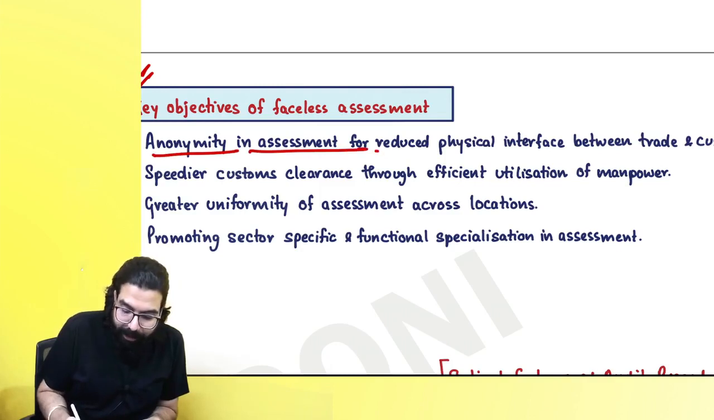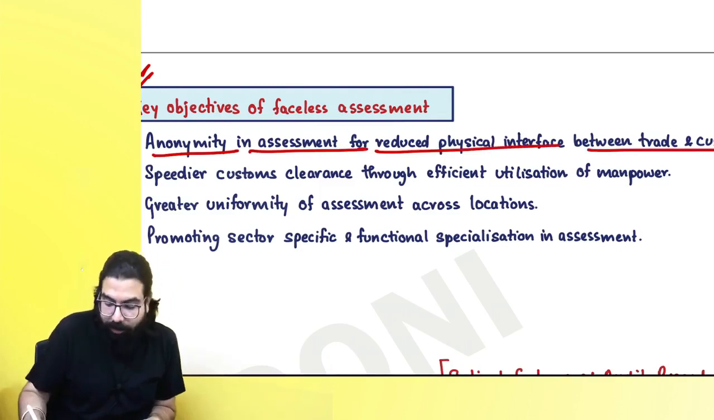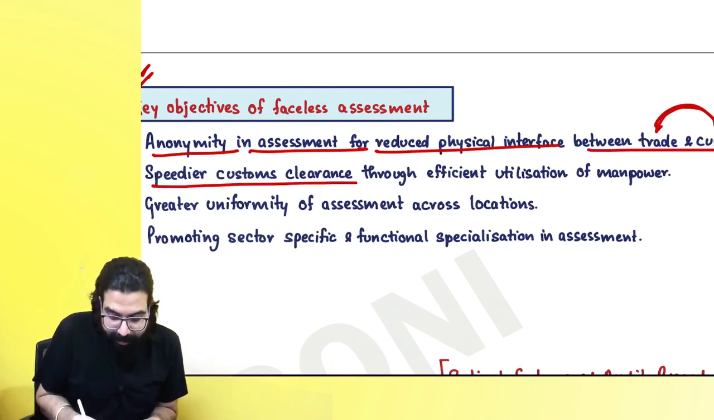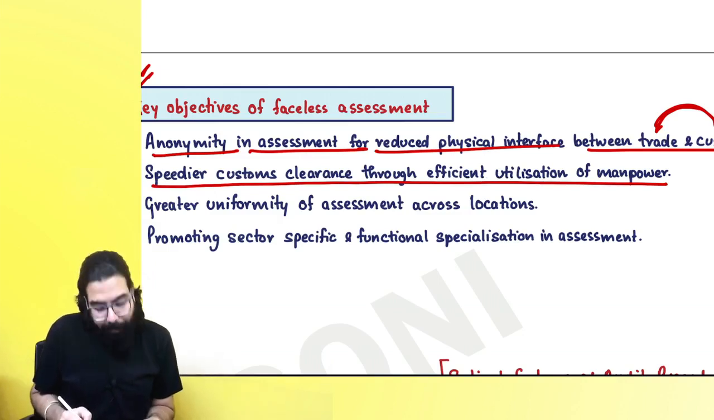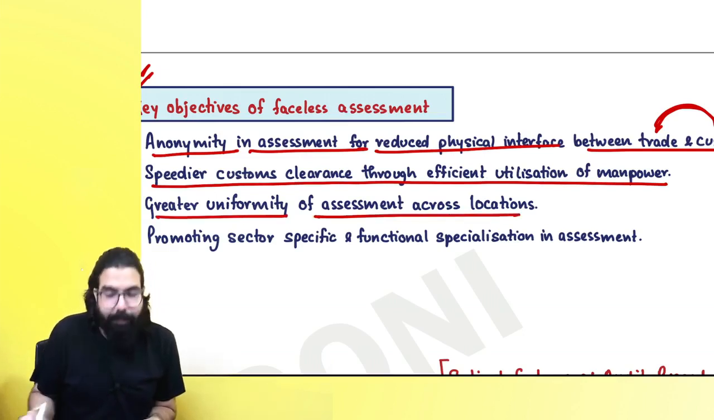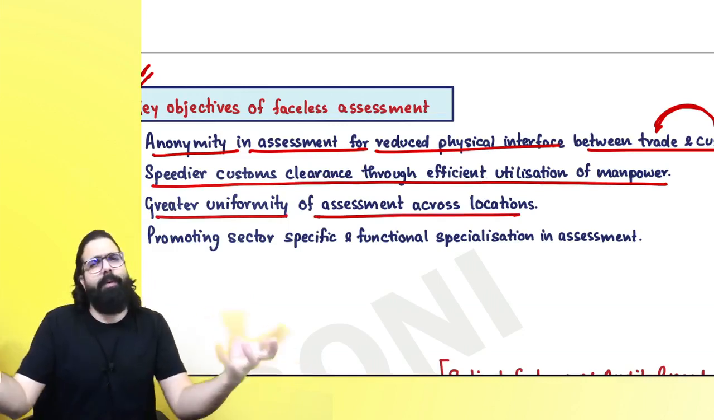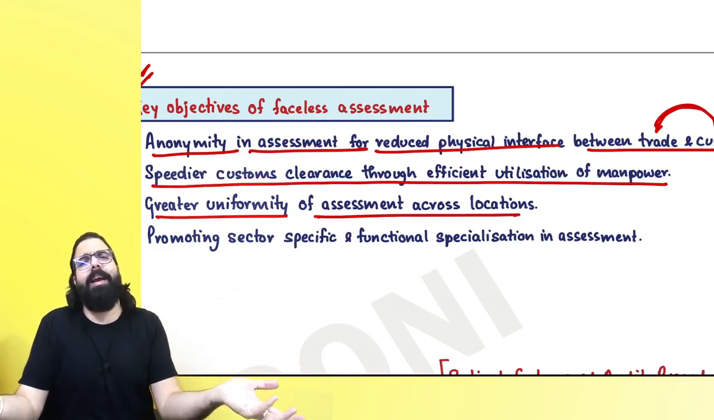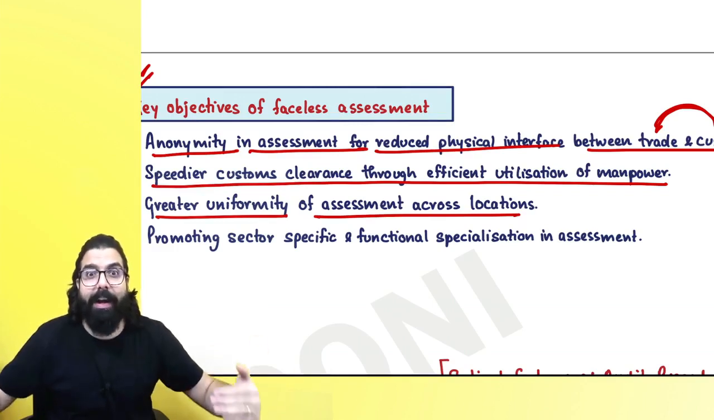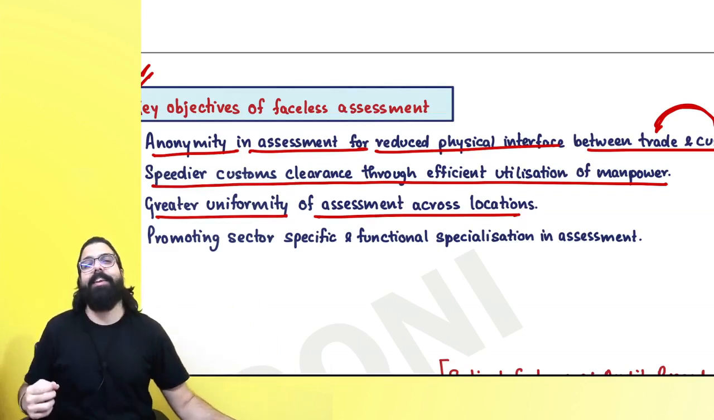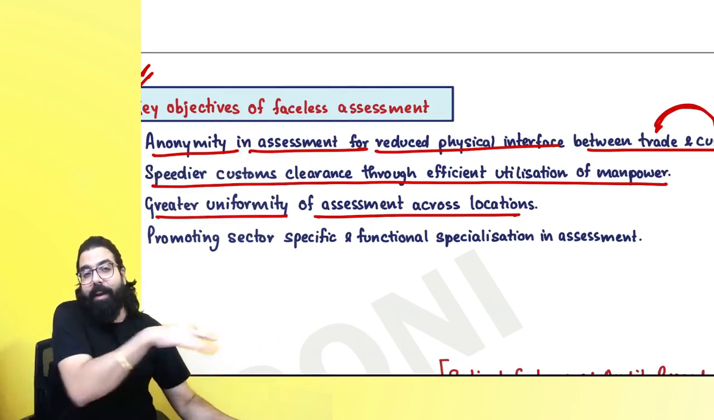Anonymity in assessment reduces the physical interface between trade and customs. When traders and customs officers will not meet, then revenue leakages will not happen. Speedy custom clearance through effective utilization of manpower. Greater uniformity of assessment across locations. Uniformity will come because how he is doing the assessment, everyone's assessment will be the same. Earlier, face to face, when trade and custom officers came face to face, they would meet, go for a drink of tea, and in that scenario there was revenue leakage. Now there will be uniformity.